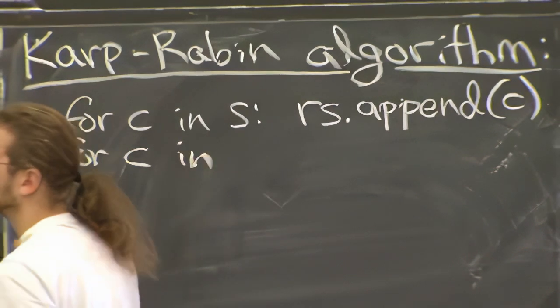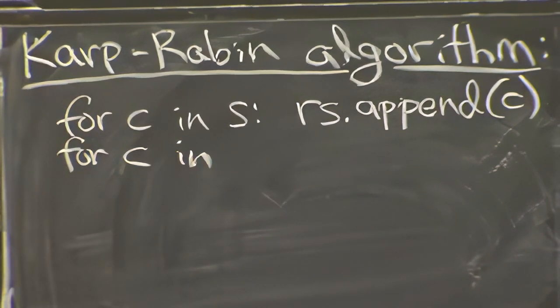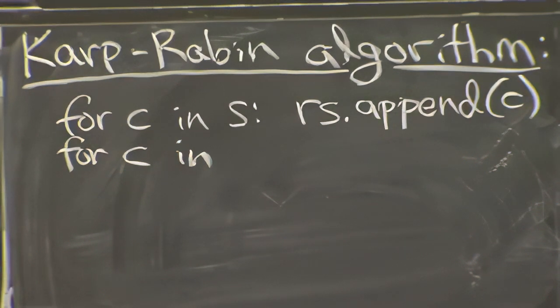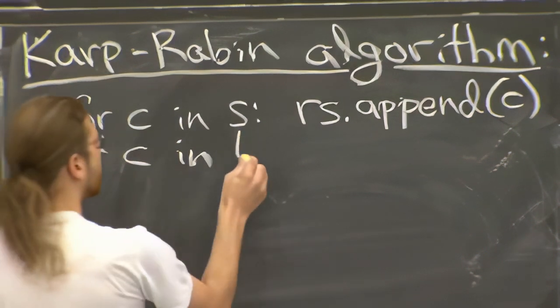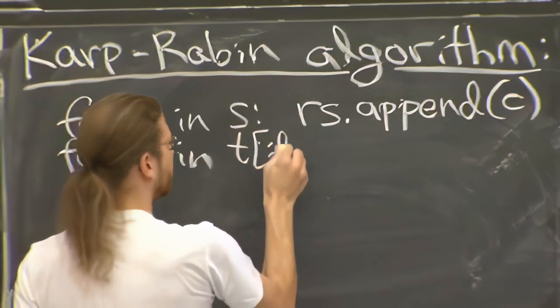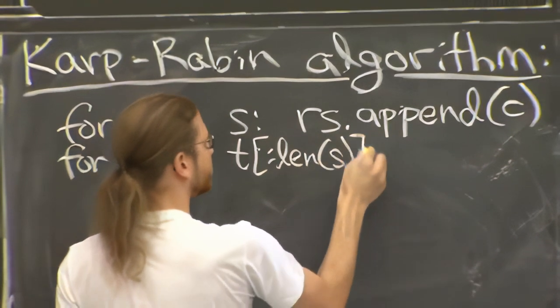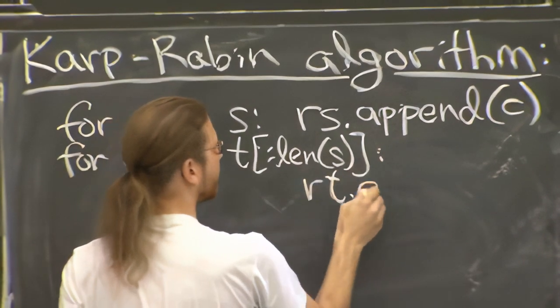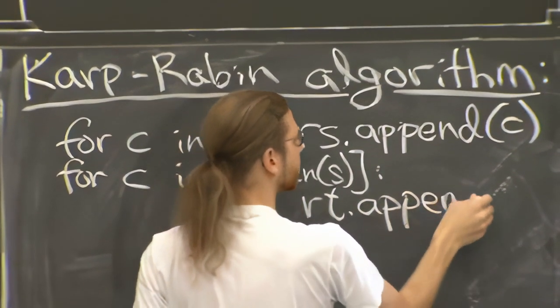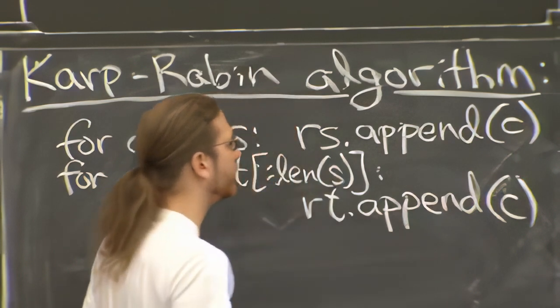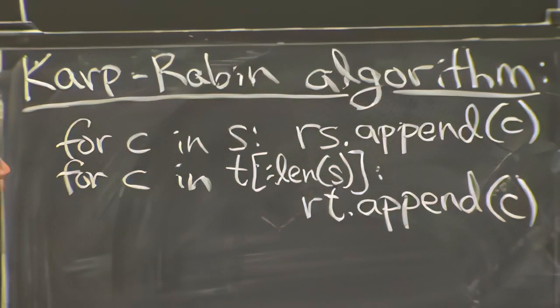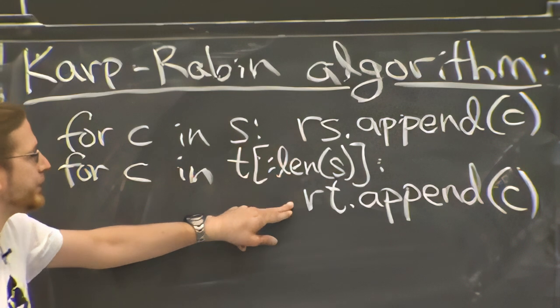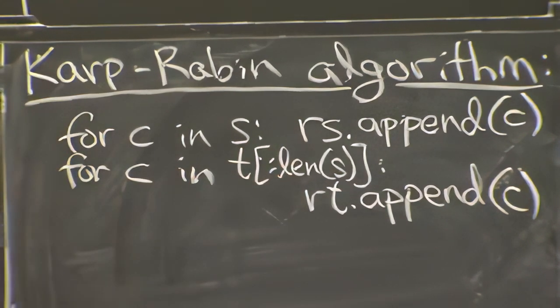Now, I'd like to get started and compute the hash function of the first s characters of t. So this would be t up to length of s. And I'm going to call this thing rt. That's my rolling hash for t. And append those characters. So now rs is a rolling hash of s. Rt is a rolling hash of the first s characters in t. So I should check whether they're equal.